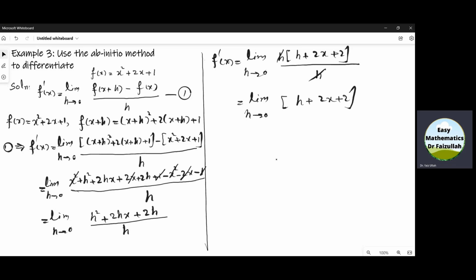Now let us apply the limits. So we have f dash of x is equal to, h is 0, so we have 2x plus 2 and that is the required solution.